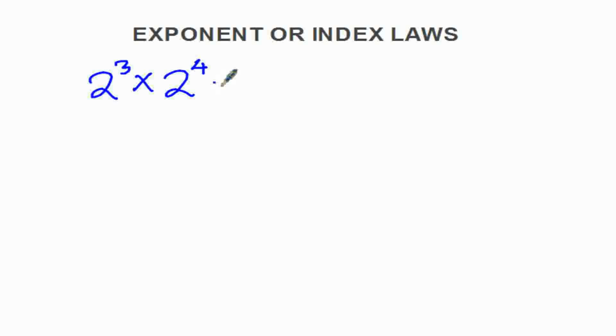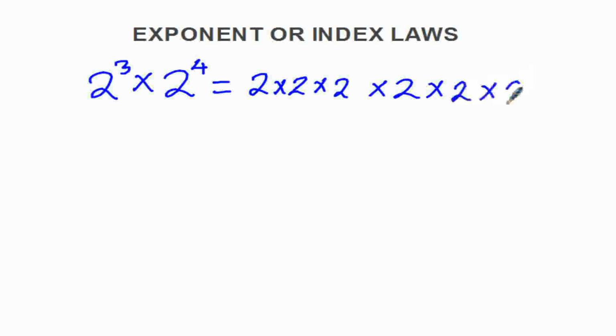Now 2 power 3 times 2 power 4, this will be the same as, we all know that a power means multiplying the base those many times. So 2 power 3 means we are multiplying 2 3 times. Then times 2 power 4, it means we are multiplying 2 4 times. 2 times 2 times 2 times 2. So finally we have how many 2's? 1, 2, 3, 4, 5, 6, 7. So we have 7 2's, so it is 2 power 7.